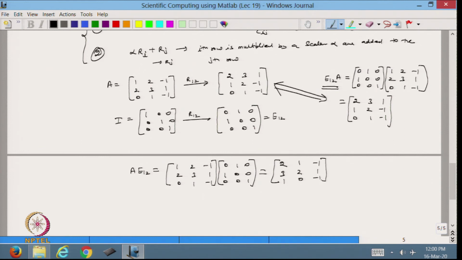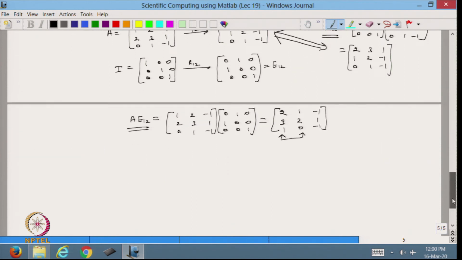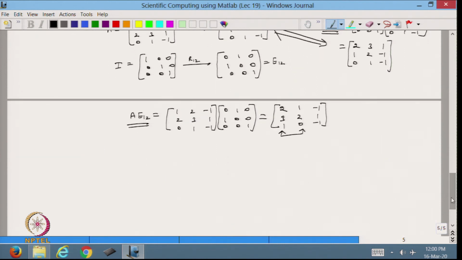In this case you will see that the first and the second columns have been interchanged. Earlier it was 1 2 0 in the first column and 2 3 1 in the second; now it is 2 3 1 and 1 2 0. So, if I post-multiply, the same operation is applied on the columns of the matrix, and when I pre-multiply, the same operation is applied on the rows of that matrix. That is called post-multiplying and pre-multiplying the matrix with the elementary matrices.